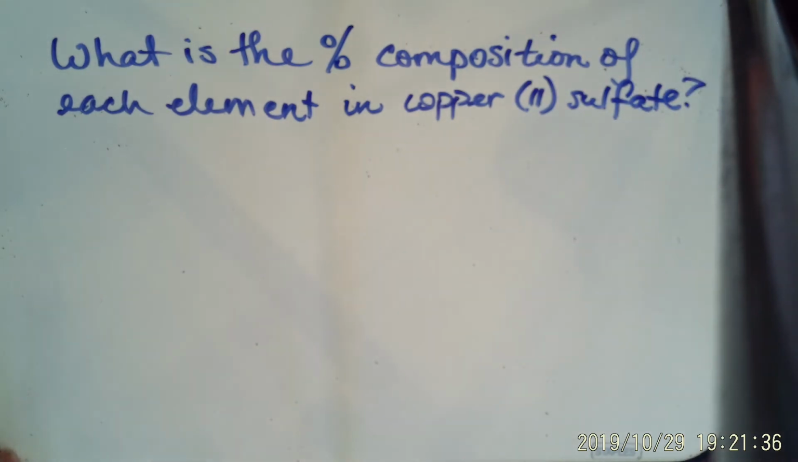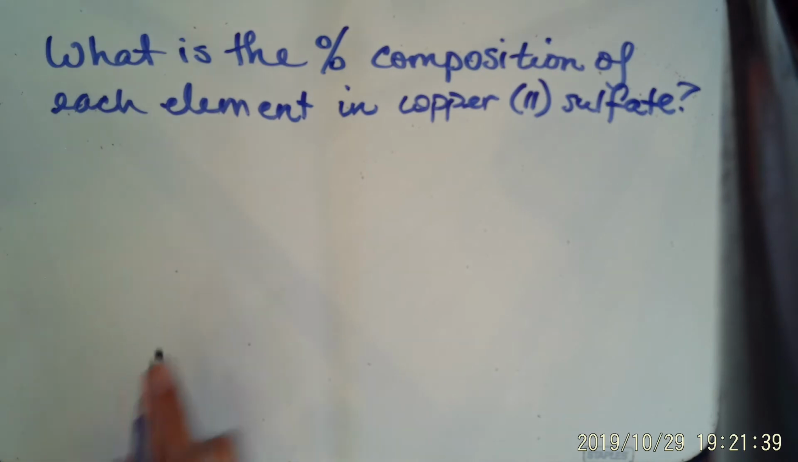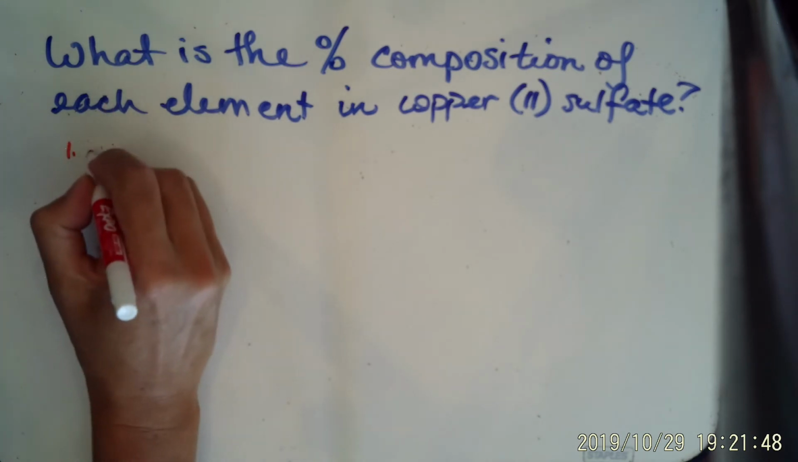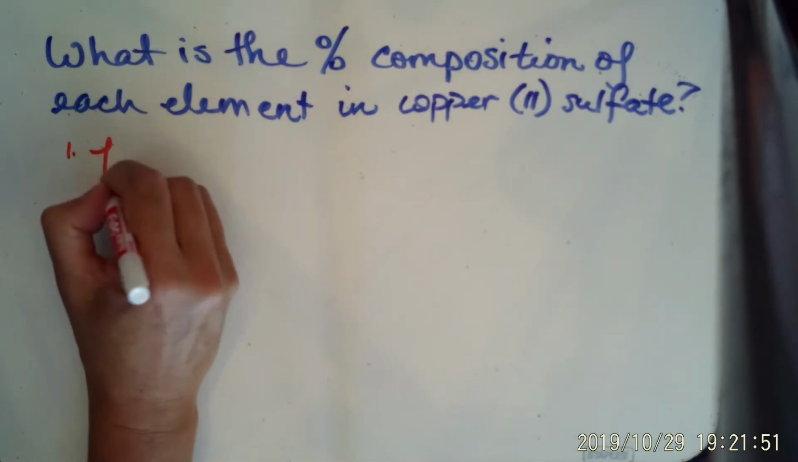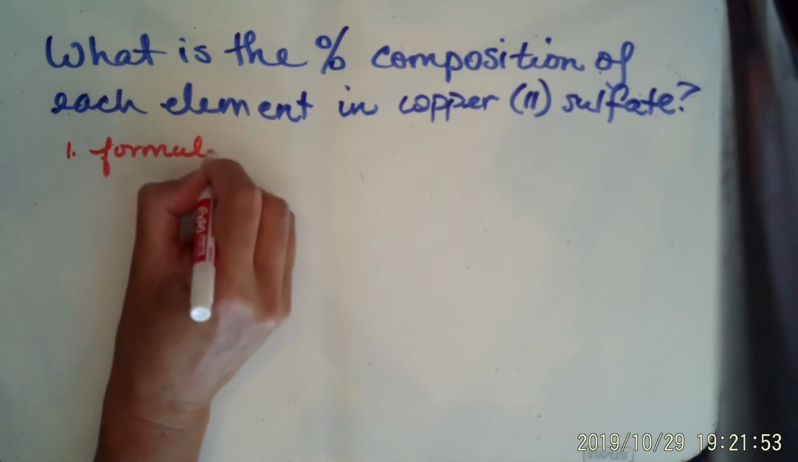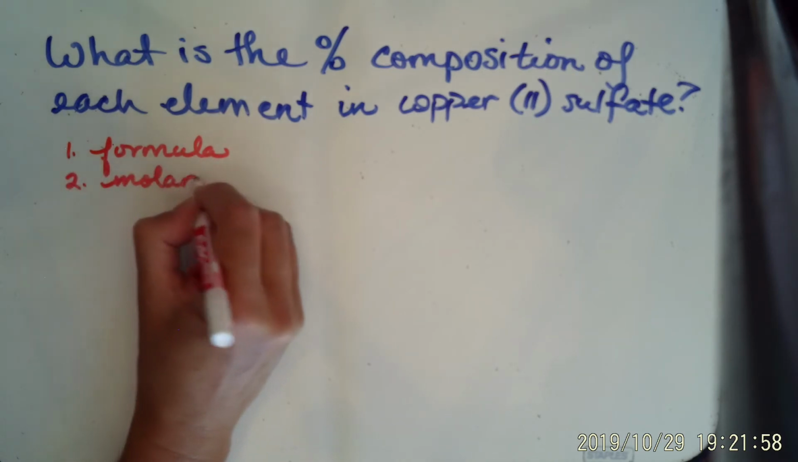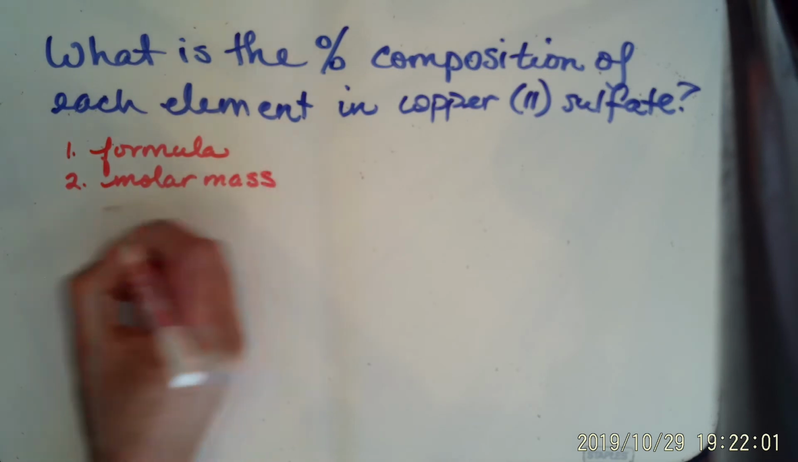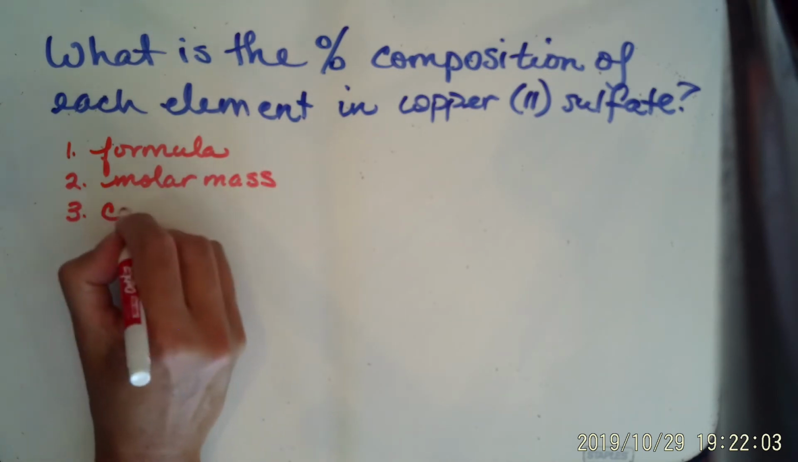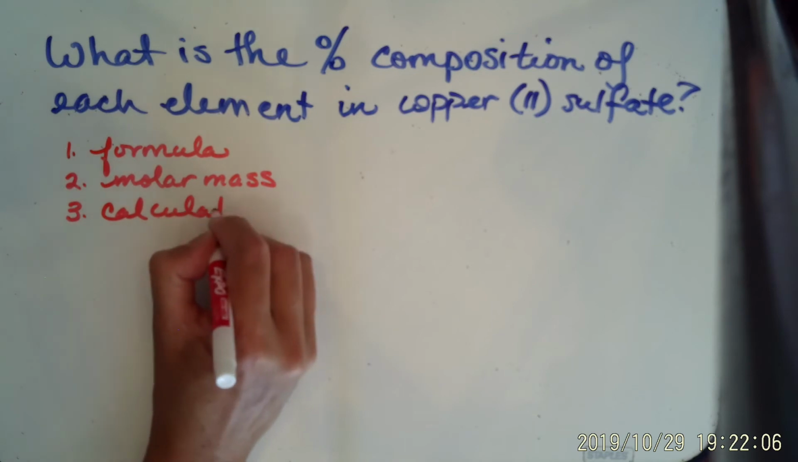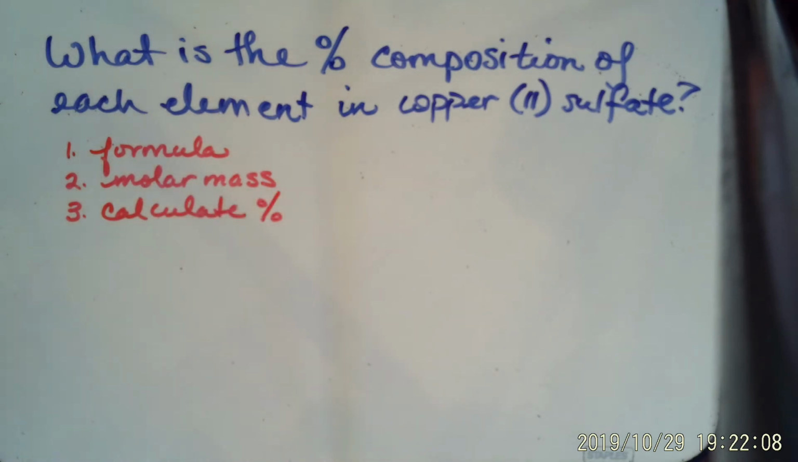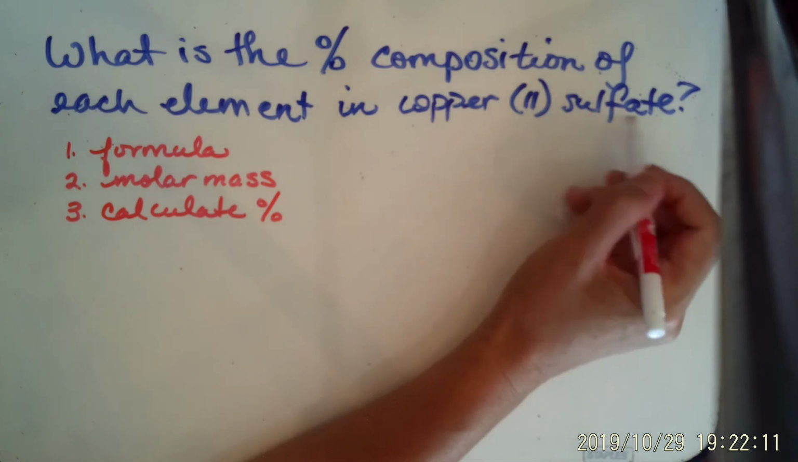Okay, so before we can solve it, part divided by whole, what do we need? So 1, we need to know our formula. Then 2, we need the molar masses. And then 3, we can calculate the percents. Okay, so what is the formula of copper II sulfate?